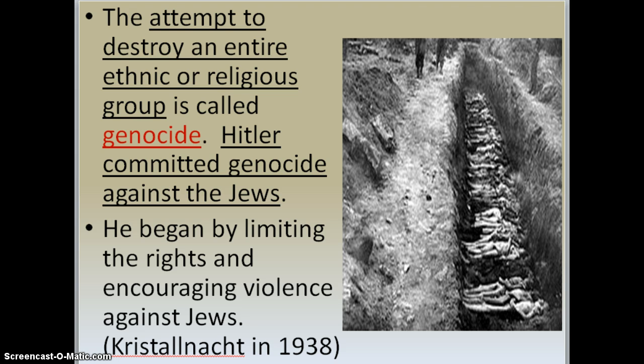He began by limiting their rights and encouraging violence against Jews. In 1938, there was Kristallnacht, which we know is the Night of Broken Glass. And Hitler encouraged people to go out, to burn down Jewish businesses, to break Jewish windows, to burn their books, burn their belongings. If you saw a Jewish boy walking home from work, attack him, mug him, beat him on the street. And that was really the beginning, during Kristallnacht, when Hitler decided to really take down the Jewish people, take away their basic rights, and force them into labor camps and eventually concentration camps.